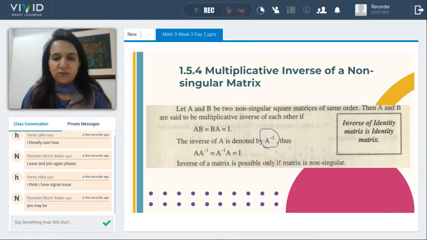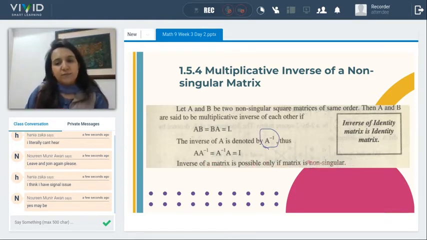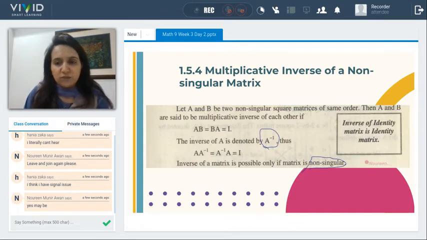इन्वर्स ऑफ अ मैट्रिक्स इज पॉसिबल ओनली इफ मैट्रिक्स इज नॉन सिंगुलर. नॉन सिंगुलर का मतलब मैट्रिक्स इज सिंगुलर व्हेन इट्स डिटर्मिनेंट इज इक्वल टू 0. When its determinant is not equal to 0, then a matrix is called a non-singular. तो जब matrix non-singular होगा, only then we can find the inverse of a matrix.